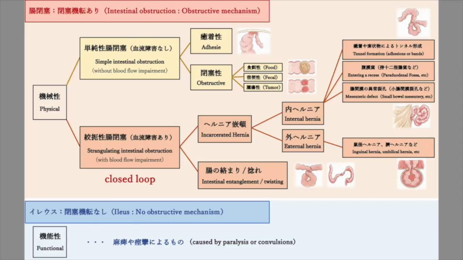It's a classification chart of intestinal obstruction and ileus caused by various mechanisms. As we discussed, functional failure of intestinal motility leading to dilatation is called ileus, while physical blockage causing dilatation is called intestinal obstruction. Physical obstruction can be further divided into simple or strangulated, depending on the presence or absence of impaired blood flow to the intestine. Take a look at this diagram.